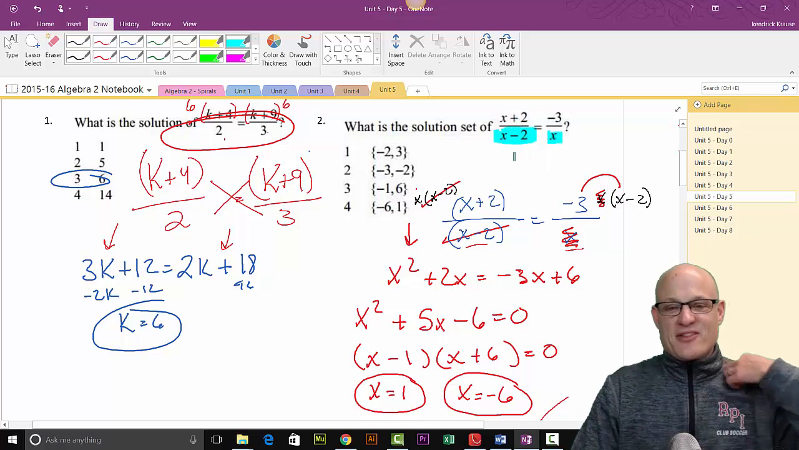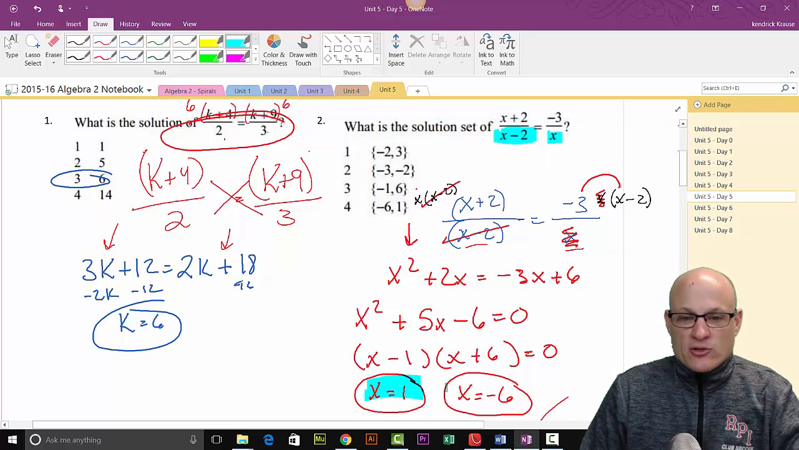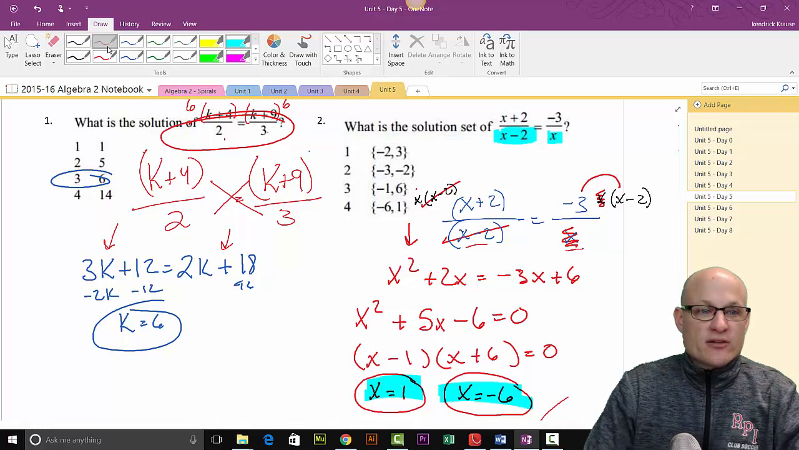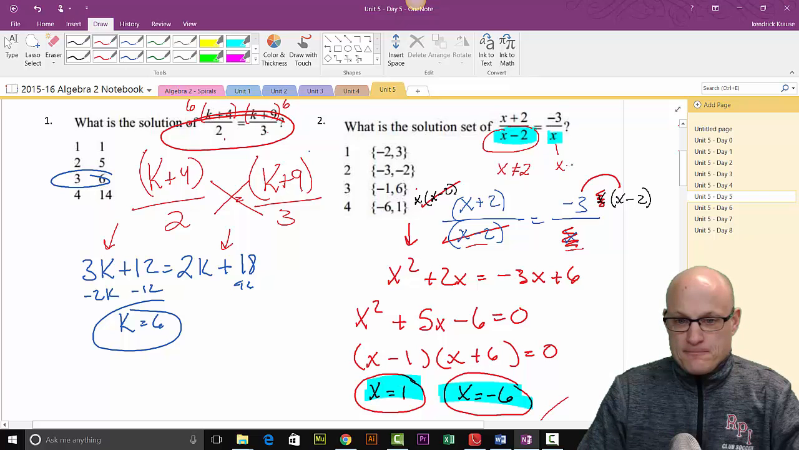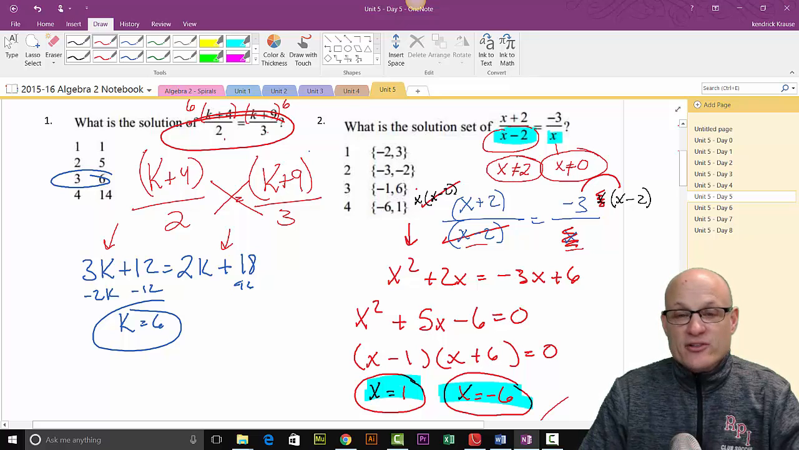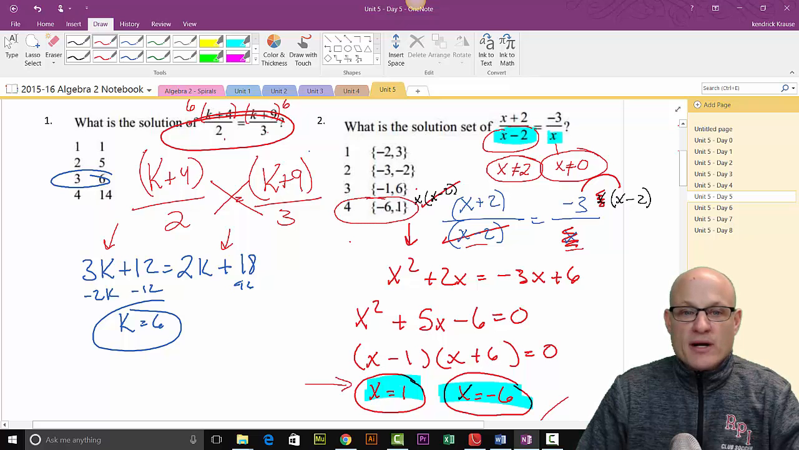So we have to think, okay, my two answers I got were x equals 1 and x equals negative 6. What values would make this undefined? Well, for this one, x cannot equal positive 2. And for this one, x cannot equal 0. These are the restrictions on the domain. These are the values that x can't equal. Oh, okay, so I came up with 1 and negative 6, so I'm okay. So my answer is choice 4, positive 1 and negative 6.